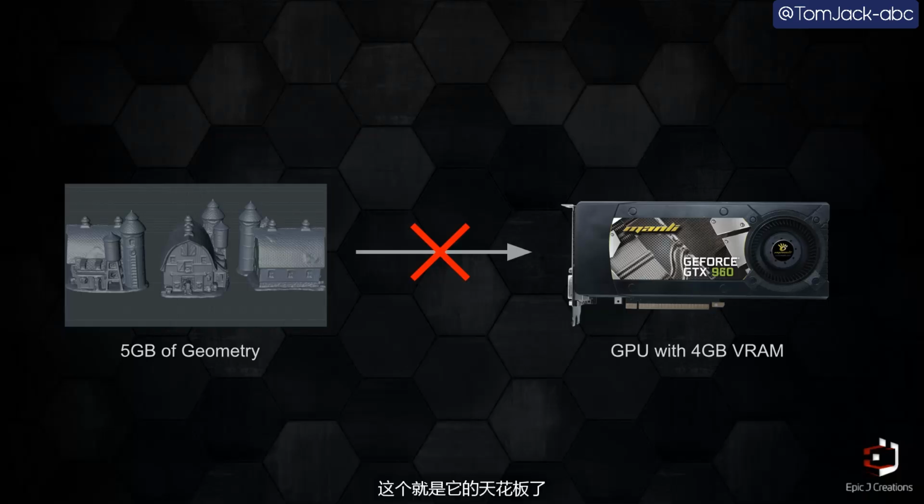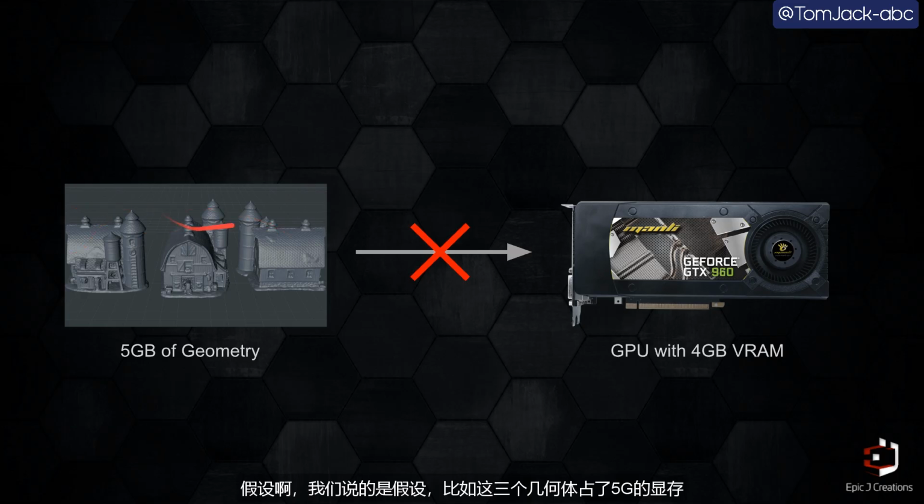This is a flat-out limitation. If, per se, this is not actually true, these three barns did not take up 5 gigs of geometry. This is a hypothetical situation. But say that they did.